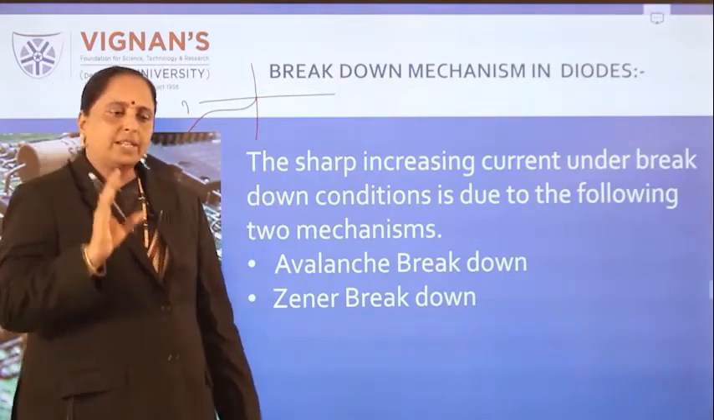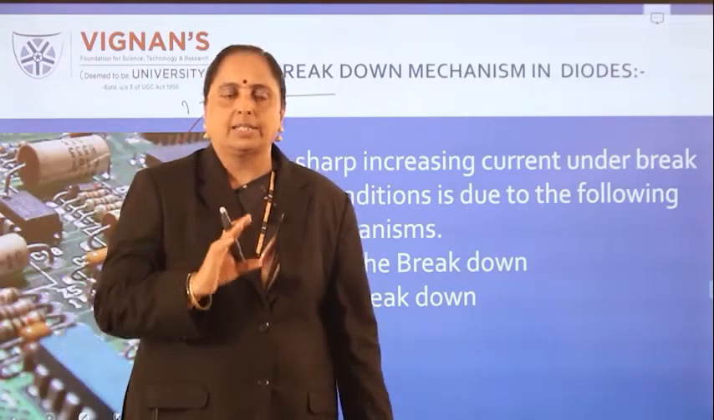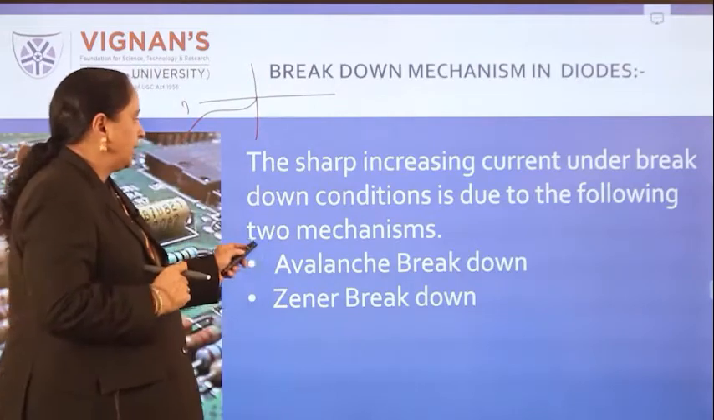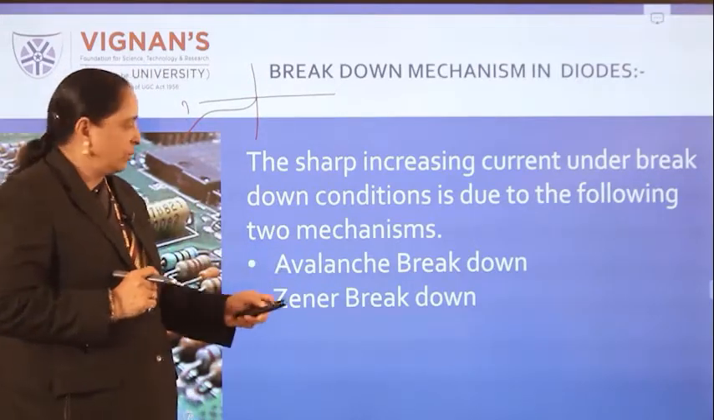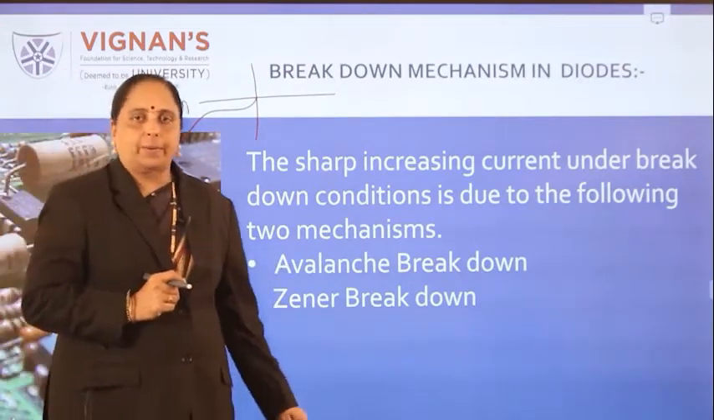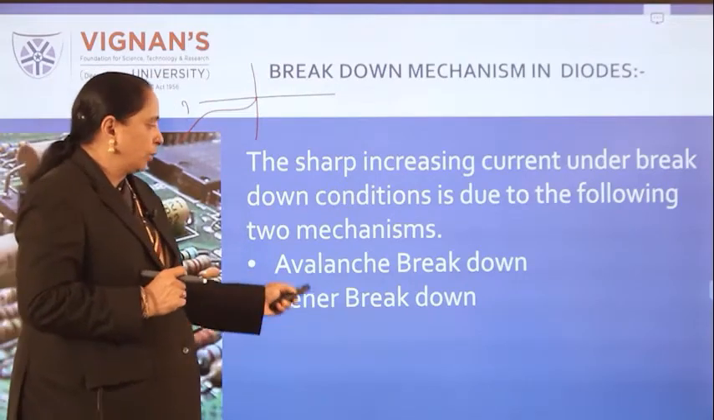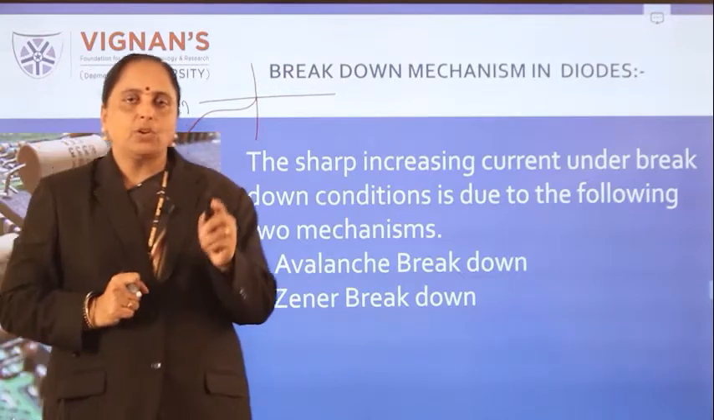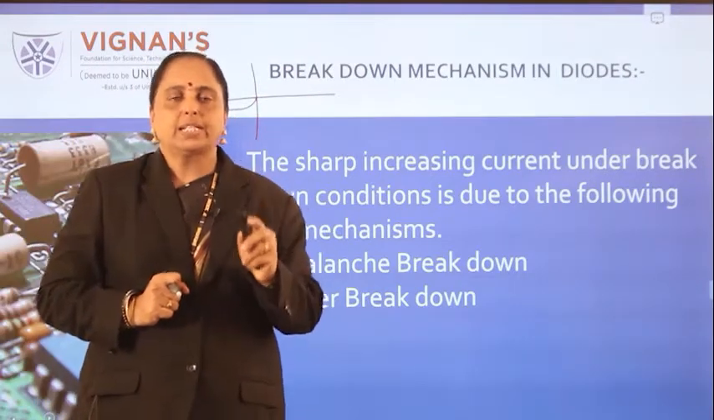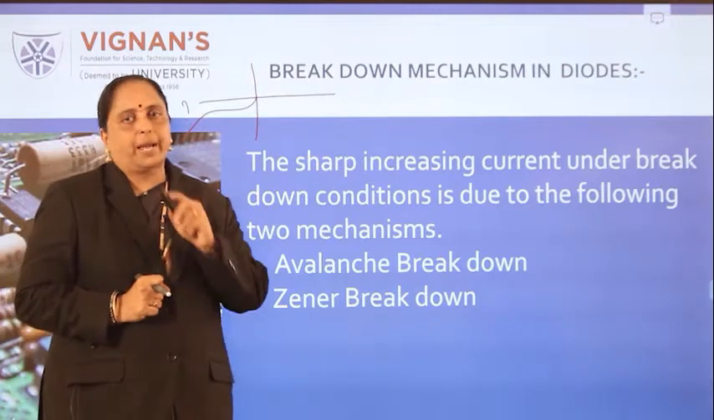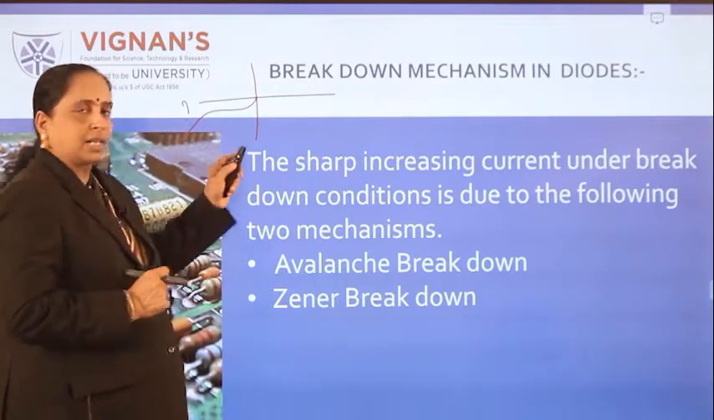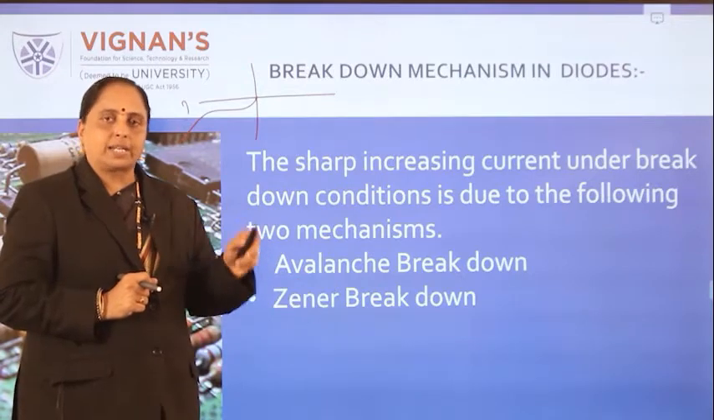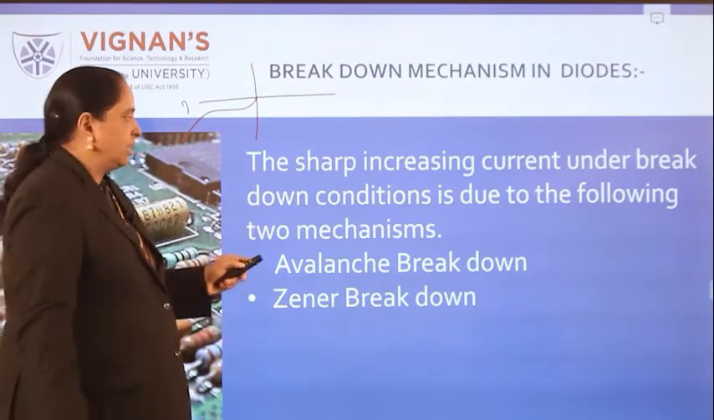In any semiconductor device, there are two types of breakdown mechanisms. One is known as avalanche breakdown. The next one is known as Zener breakdown. Both are named after scientists, who studied these breakdown mechanisms when a PN junction diode, or a semiconductor, is under reverse bias condition. Both breakdown mechanisms are studied under reverse bias condition only.